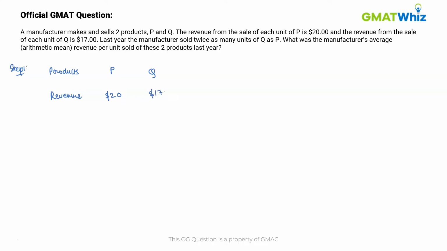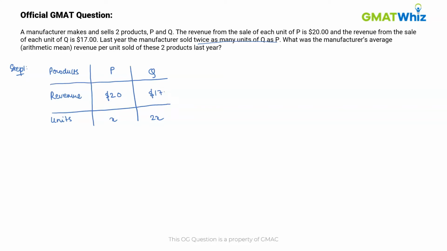Now we are given that last year the manufacturer sold twice as many units of Q as P. So if we write down the number of units of P as x, then according to this statement that twice the number of units was sold of Q as P, the number of units sold of Q will be equal to 2x. So now that we have represented the data in a tabular form, it's easy to read the data from the question.